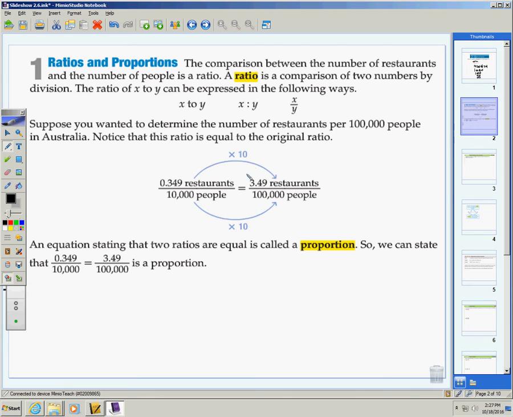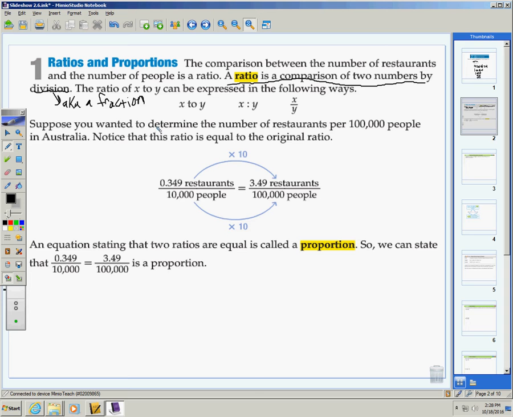So ratios and proportions. A ratio is a comparison of two numbers by division. Okay, go ahead and underline this sentence right here. A ratio is a comparison of two numbers by division. Another way you can think of this, it is a fraction. A fraction is a ratio. And this is where we get our definition of rational numbers, because rational numbers are numbers that can be written as a ratio or a fraction.